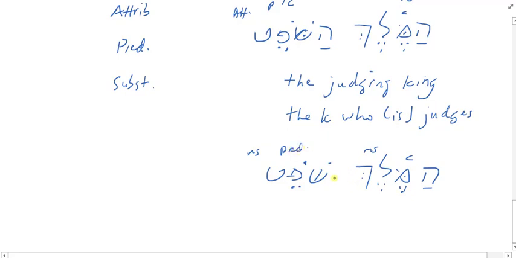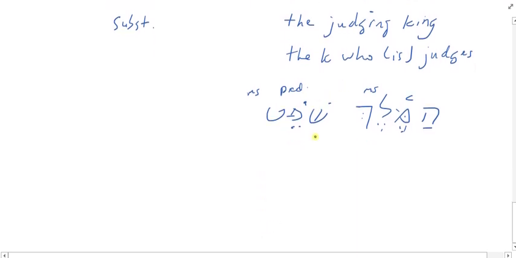Okay, this means that I'm not telling you what kind of king we're talking about. I'm telling you rather what the king is. In this case, using the participle, it's what the king is doing by way of some activity. So I'm going to translate this as the king is judging. Okay? The king is judging. The king is judging.